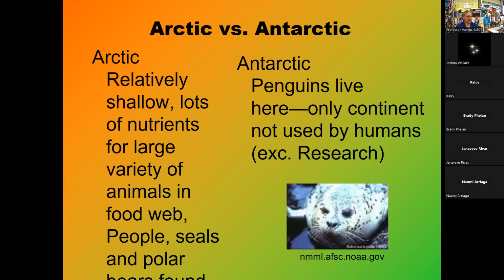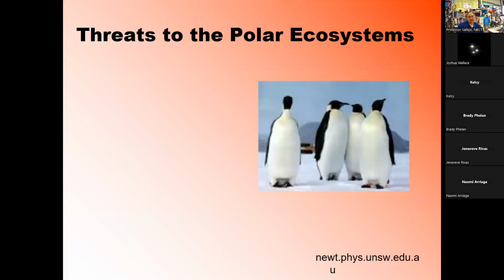And there's a difference between the Arctic and the Antarctic. The Antarctic is where the penguins live, and the Arctic is relatively shallow, with lots of nutrients for a large variety of animals in the food web. People, seals, and polar bears are found in the Arctic region. Not a lot of people, but more so than the Antarctic region.